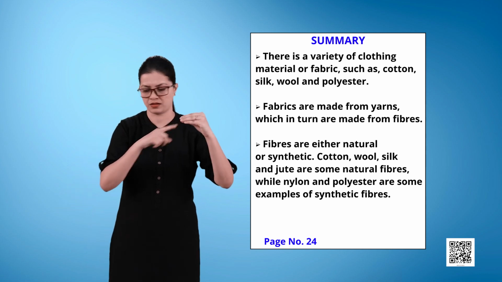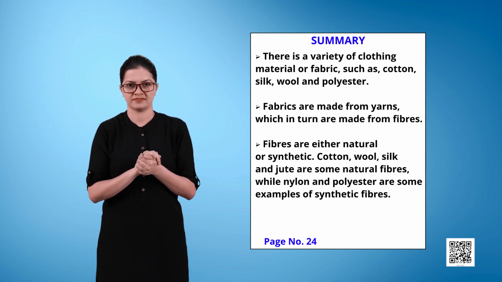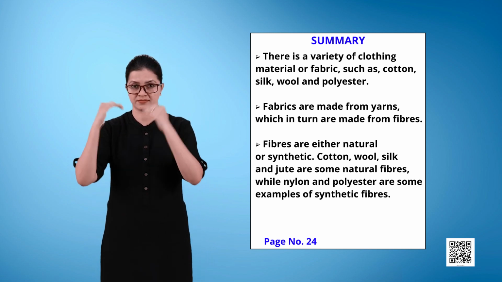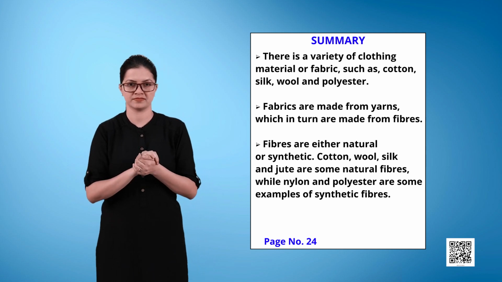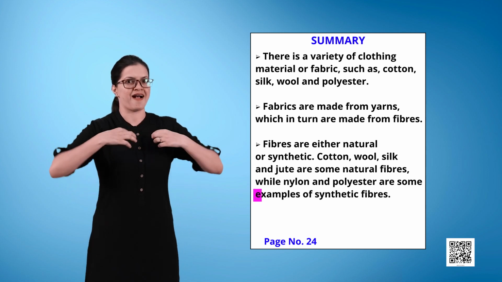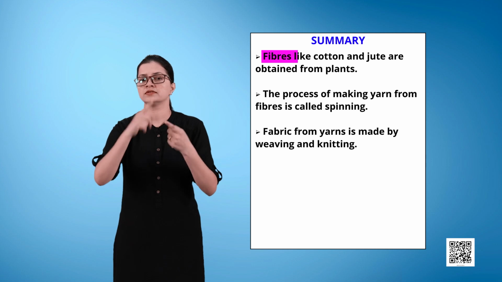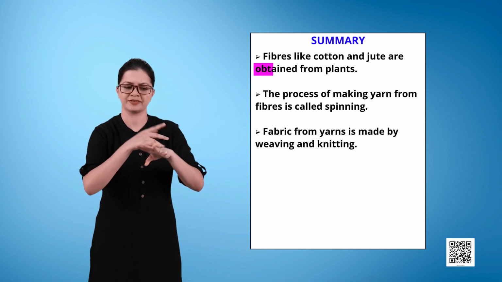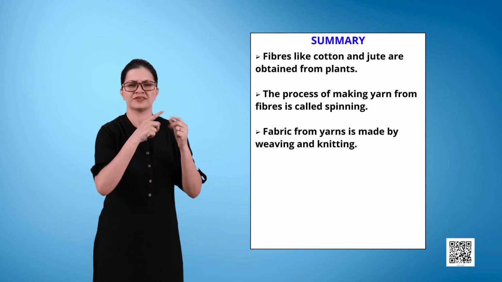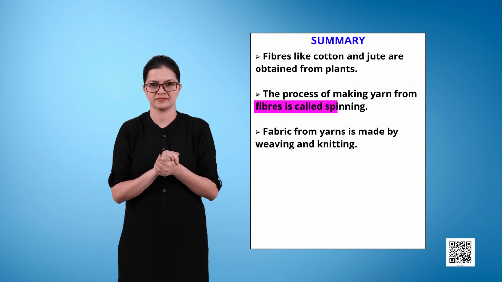While nylon and polyester are some examples of synthetic fibers. Fibers like cotton and jute are obtained from plants. The process of making yarn from fibers like cotton and jute is called spinning.